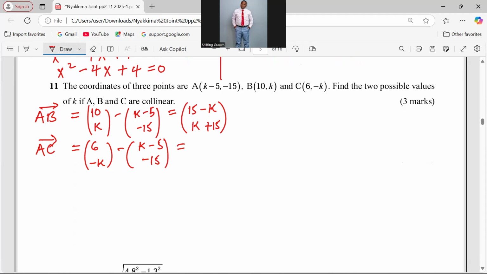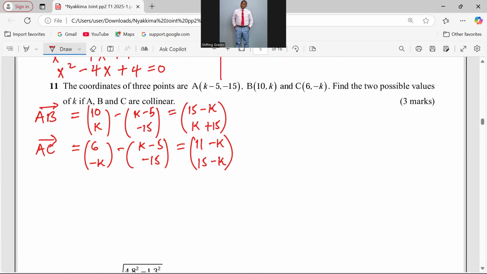So this is going to be 6 minus k, then minus 5, which will be 6 minus a negative 5. That becomes a positive, so it will be 11 minus k. And down here we will have negative k minus a negative 15. So 15 becomes positive, but k remains a negative.